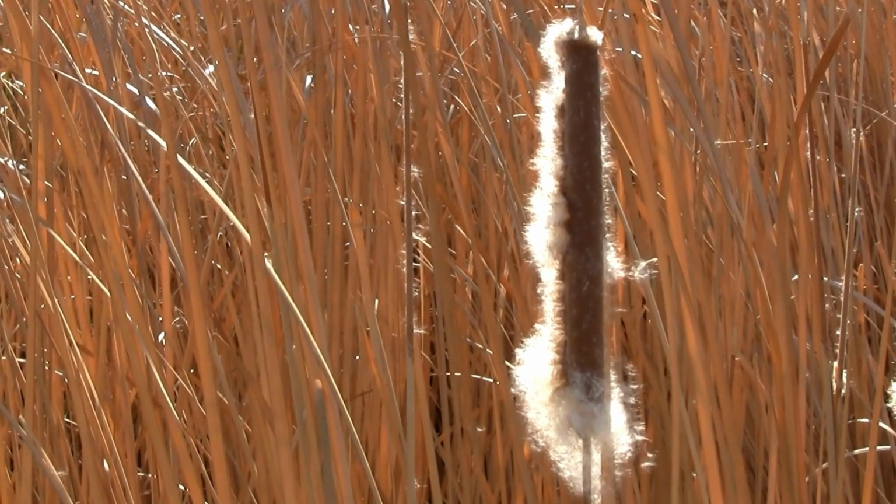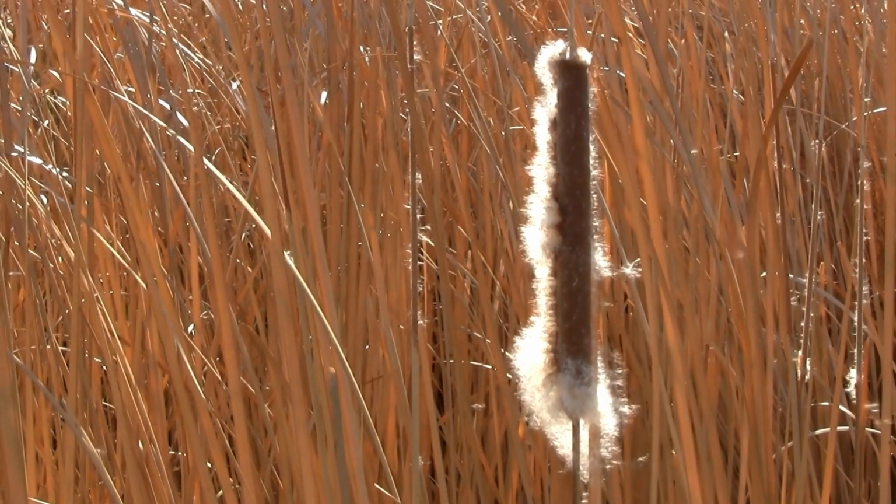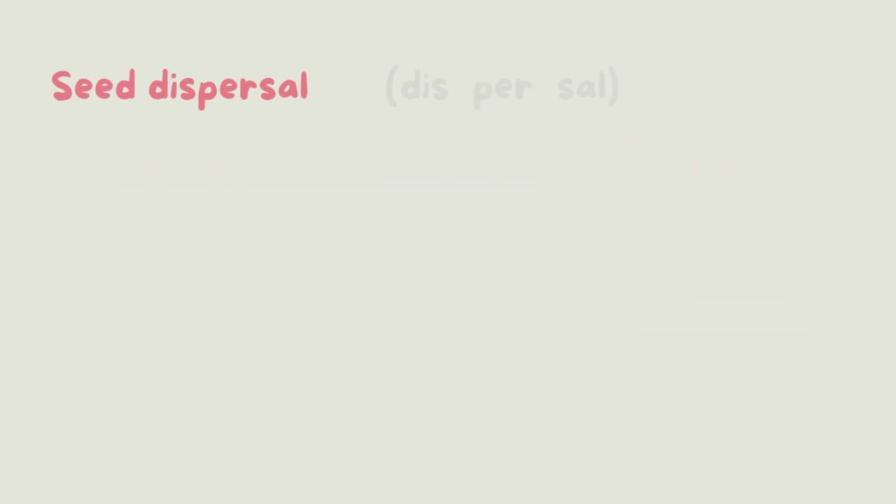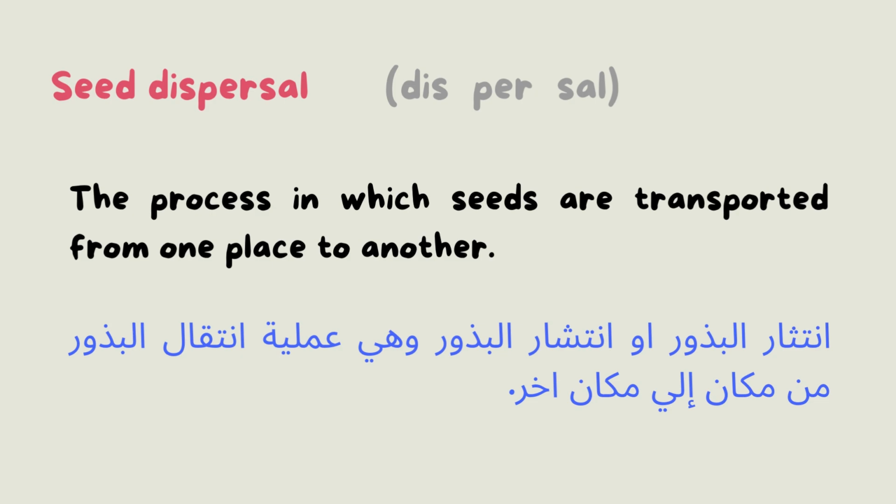So now it's the time to know the meaning of seed dispersal. What is the meaning of seed dispersal? Seed dispersal means the process in which the seeds are transported from one place to another. The seeds need to be transported from the flower to another place on the soil to grow and form a new plant. So the seeds need to be transported by something.